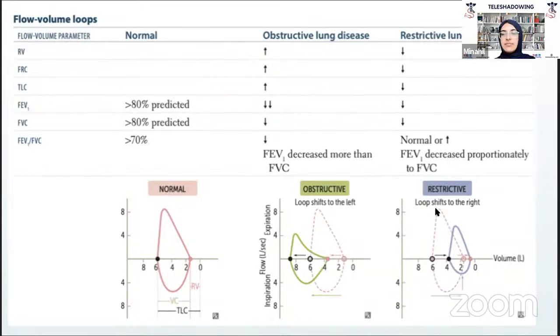The maximum volume here has definitely decreased. So everything's sort of smaller. It's a bit of a smaller version of what your lungs are normally supposed to be able to do.